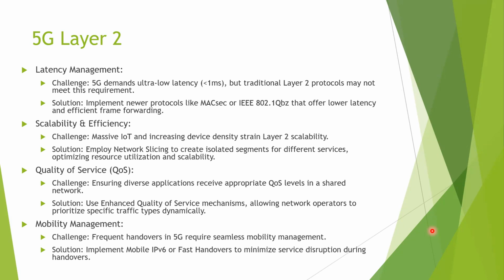Scalability and efficiency will be another problem, with massive IoT and an increased number of devices straining layer 2 scalability. The solution could be to employ network slicing to create isolated segments for different services and optimize resource utilization for scalability.